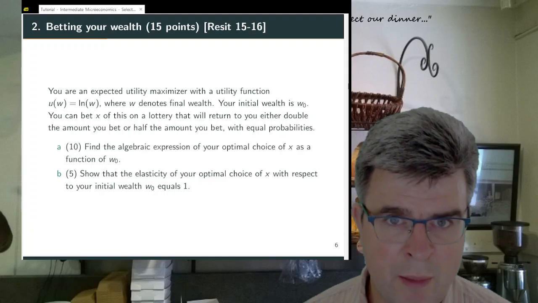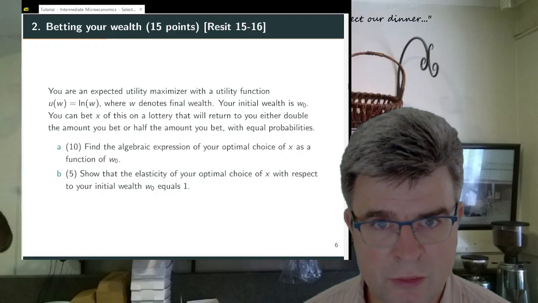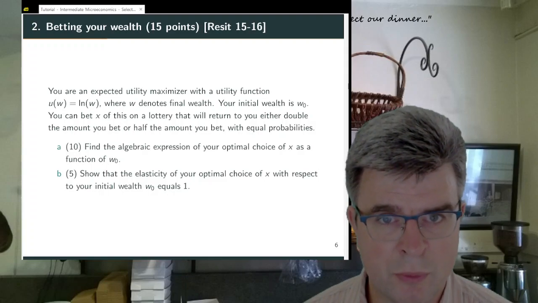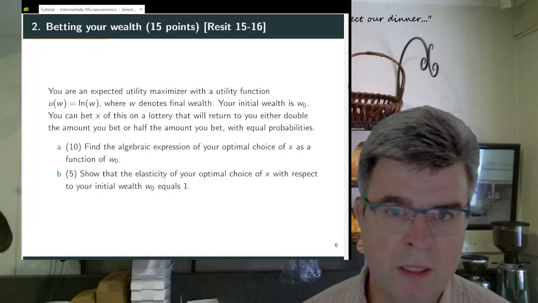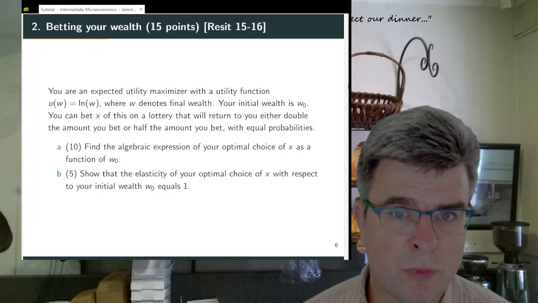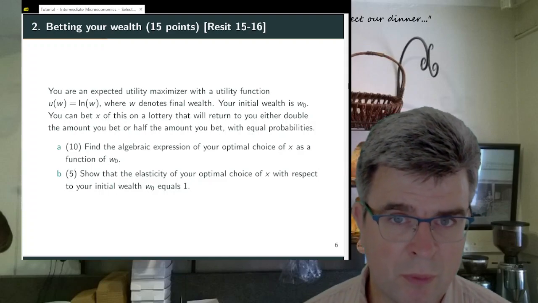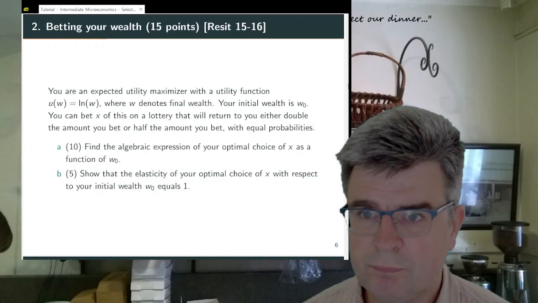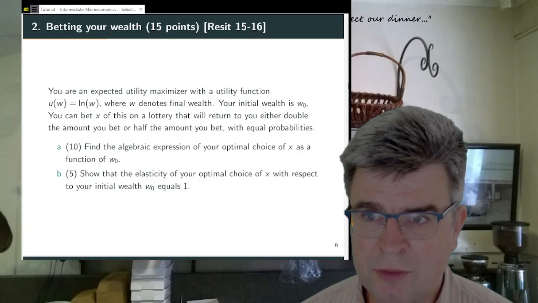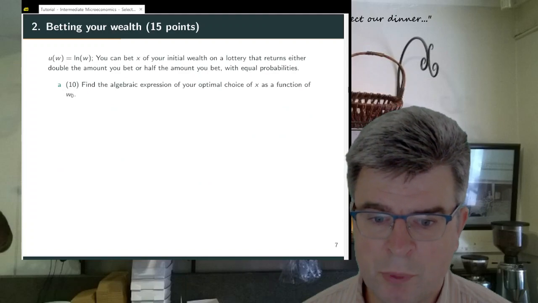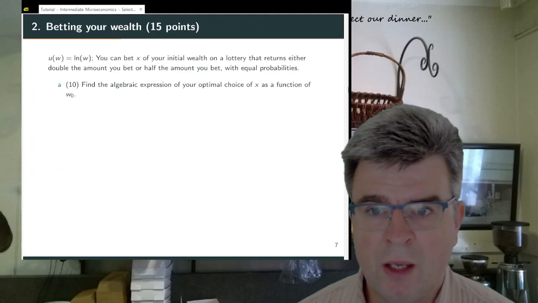So in A, we need to find the optimal choice of X as a function of our initial wealth W0. And in B, we need to show that the elasticity of the optimal choice of X with respect to the initial wealth W0 is equal to 1. Okay, so let's get started. What is the problem that we consider?